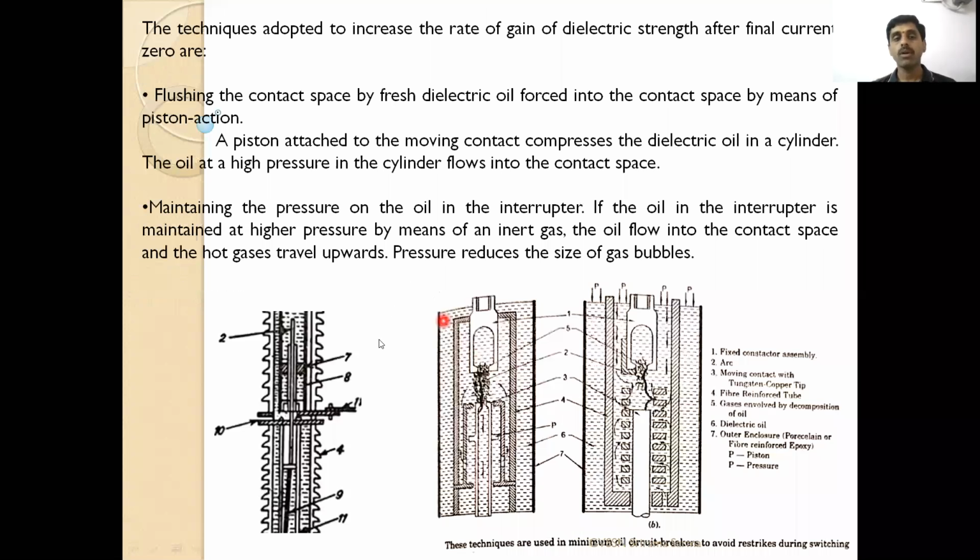So this is the process we have explained. From this, we push the oil onto the contact space, flushing the contact space by dielectric oil forced into the contact space by means of piston action. So that is one way to clear the arc quickly and improve the dielectric strength at current zero. Another is maintaining pressure on the oil in the interrupter by inert gas. By using these two techniques, we can quench the arc quickly after current zero.